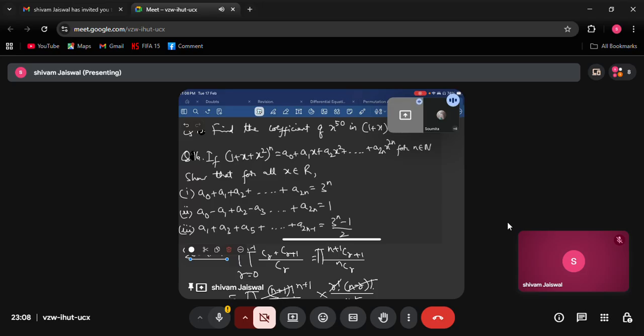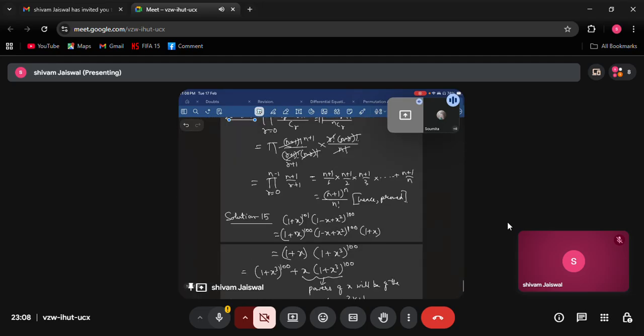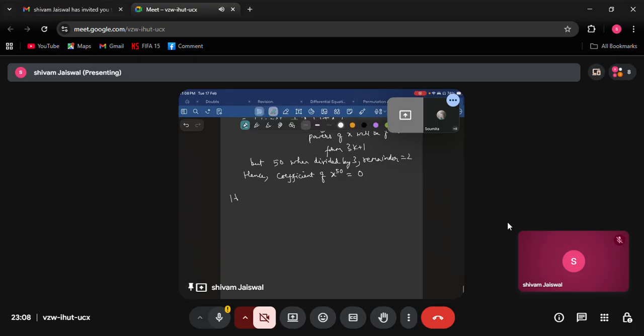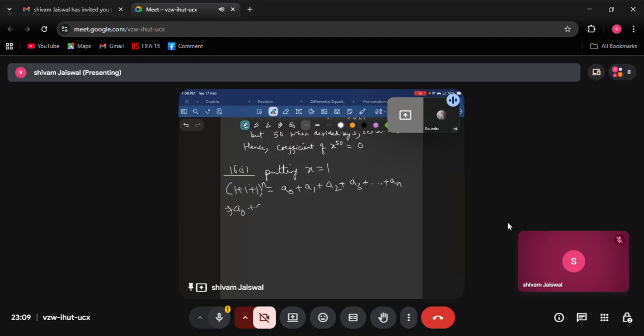Yes, Raktim, your answer is correct. Okay, I'm starting. 16 part 1. Putting x equal to 1, we'll get the result: 1 plus 1 plus 1 whole to the power n is equal to A0 plus A1 plus A2 plus A3 plus up to An. This implies A0 plus A1 plus A2 plus up to An is equal to 3 to the power n.